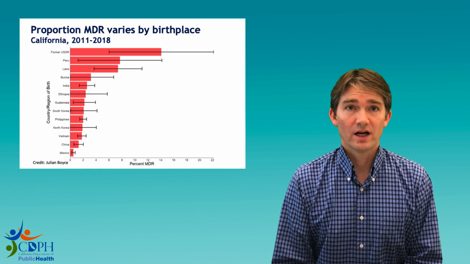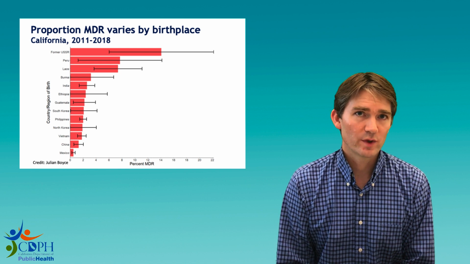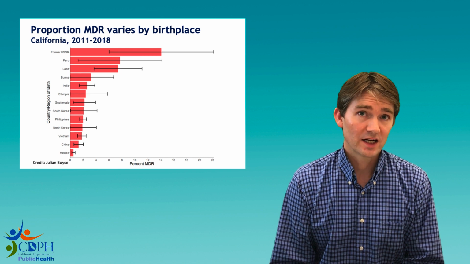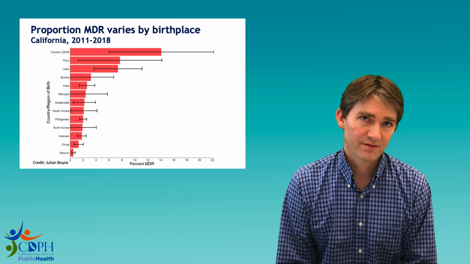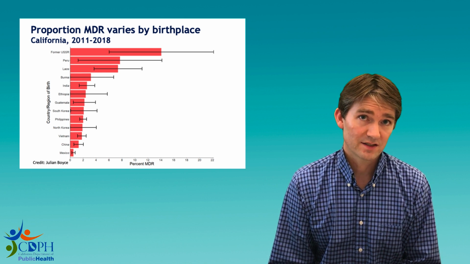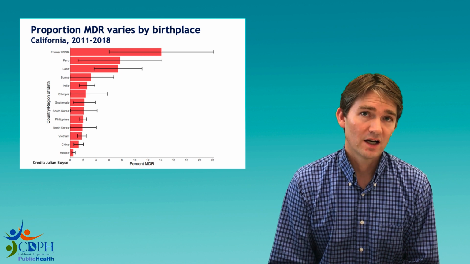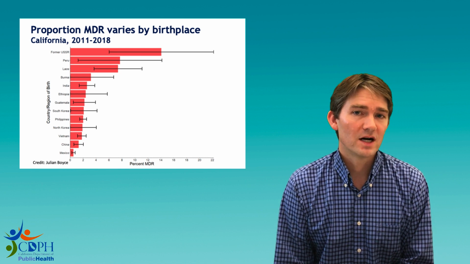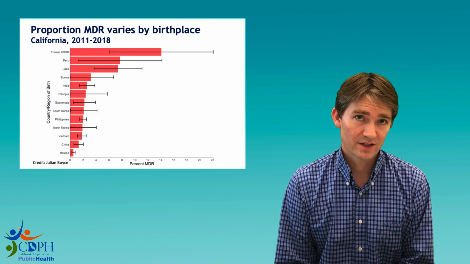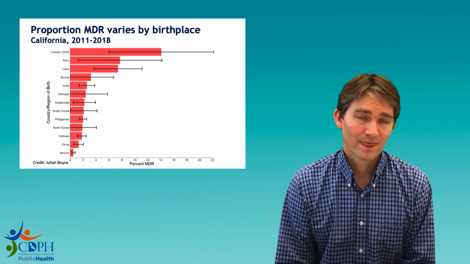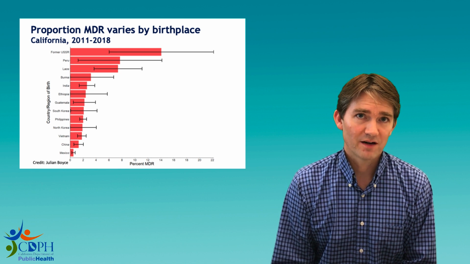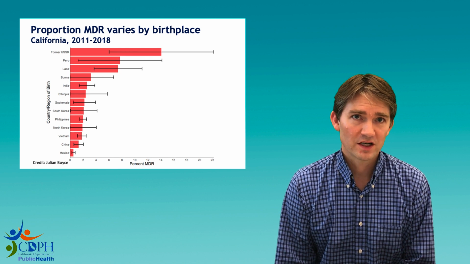The other category of MDR risks I've alluded to with those maps is the proportion of MDR TB by country of birth. So in this graph, you can see the proportion of TB cases that are MDR TB by country of birth. Now this graph is among cases diagnosed with TB in California between 2011 and 2018. You can see again the former Soviet republics are at the top of the list with about 14% of cases having MDR TB.